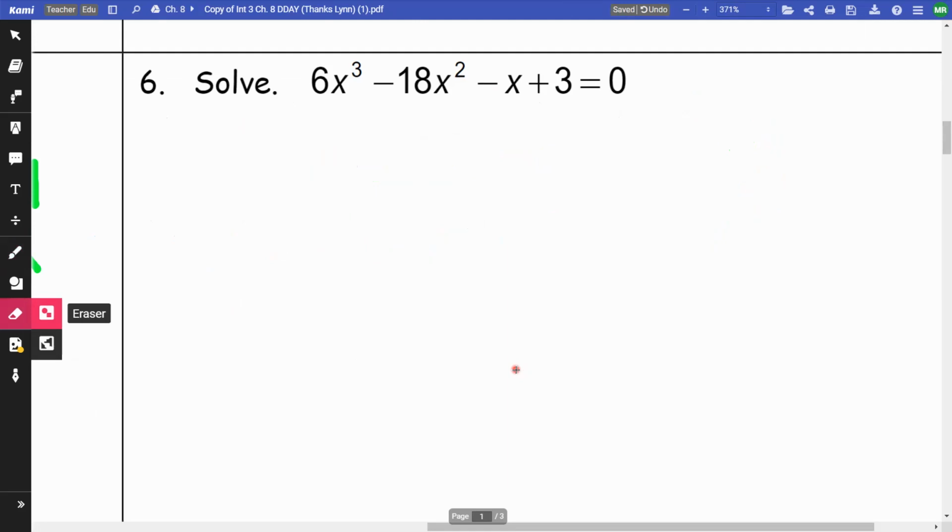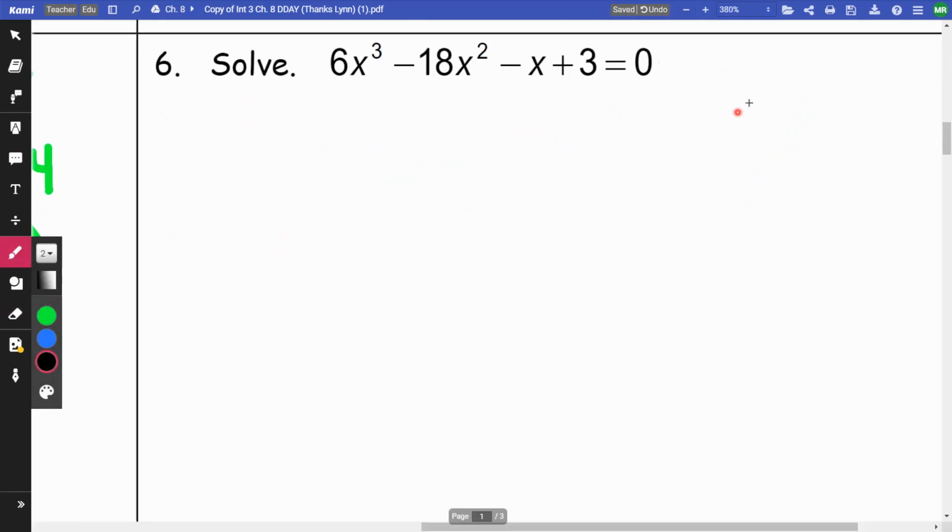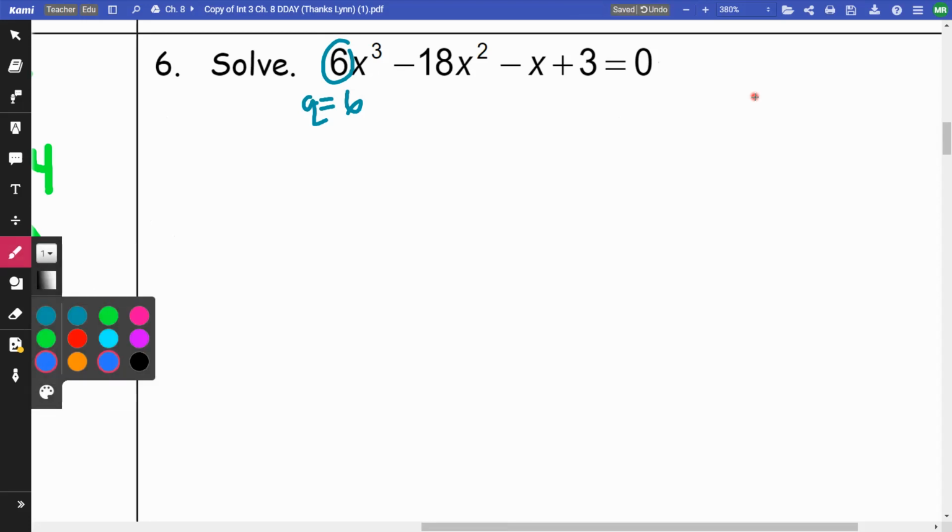So on 6, what we're going to do is on this one, we're going to do synthetic division. I'm going to be looking at my P's and Q's. So this is my Q, that's a 6. So I'm going to be looking at all factors of that. This is my P, which is a 3. I'll be looking at all factors of that.